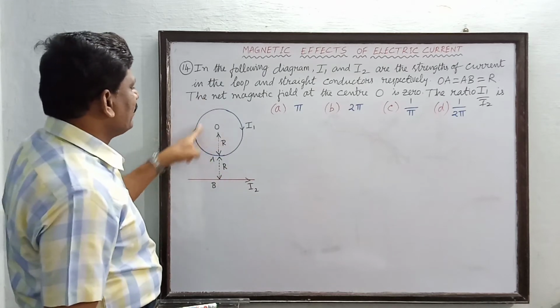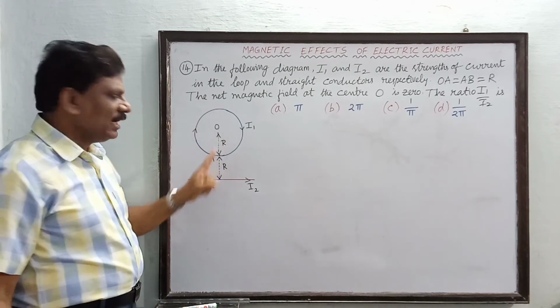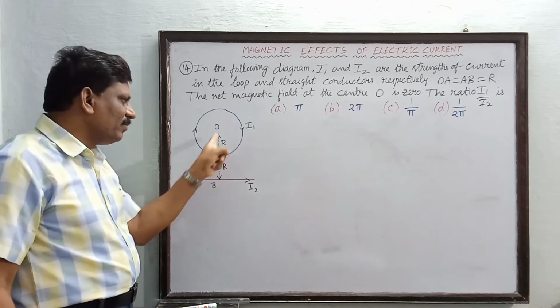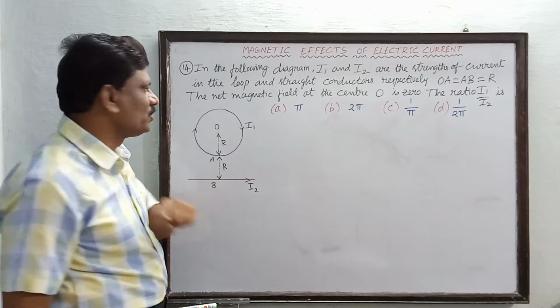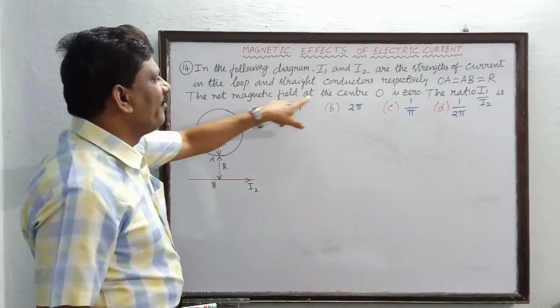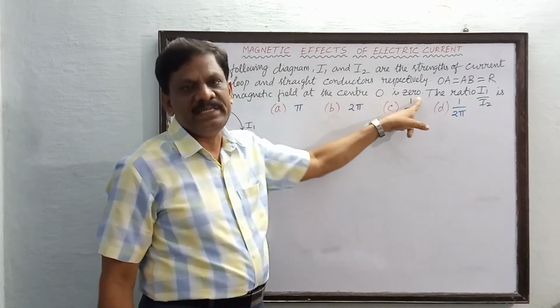Now the radius of the circular loop is equal to R and the distance of the straight conductor from the center of the circular loop is R plus R is equal to 2R. That has to be understood. Now the net magnetic field at the center O is 0.